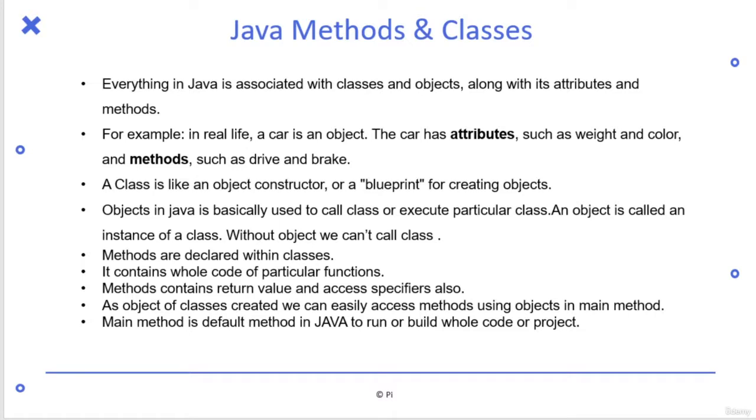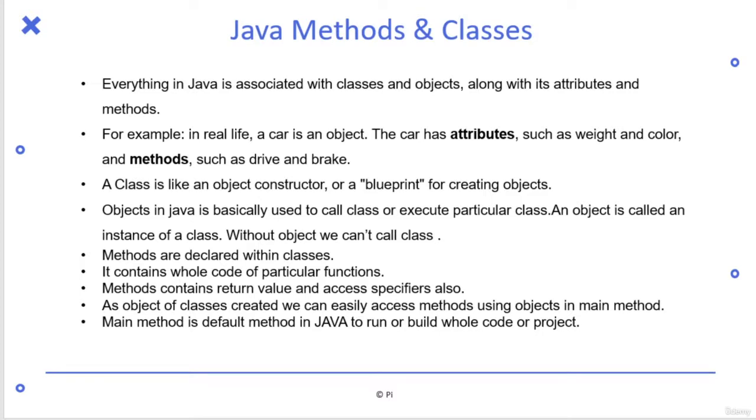For example, in real life, cars are objects. Cars have some attributes like weight and color. Methods are drive, brake, stop, etc. Open the door can also be a method. So these are the things in Java. Methods are just the logic behind that part. A class is like an object constructor, or a blueprint for objects.